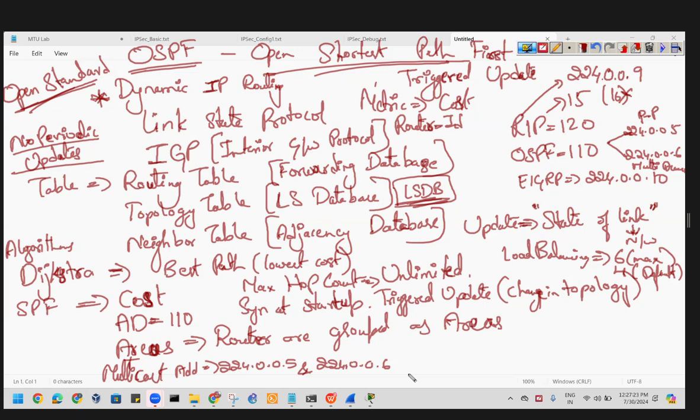Okay, one more point. It works with hierarchical structure. That is, one router will be connected to other routers. This is hierarchical structure. Okay, so it works with hierarchical structure.